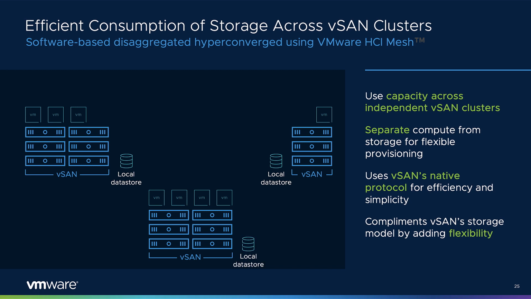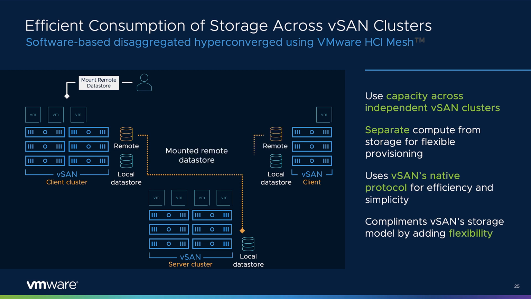VMware HCI Mesh is vSAN's all-new feature that provides for disaggregated HCI, or DHCI, exclusively through software. HCI Mesh allows for an administrator to easily define a relationship between two vSAN clusters and borrow capacity from another cluster, improving the agility and efficiency in an environment. This disaggregation allows the administrator to separate compute from storage.